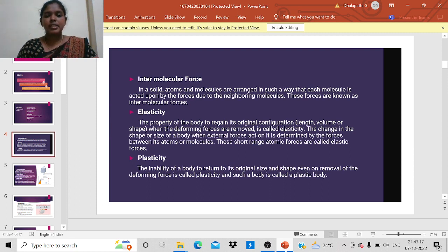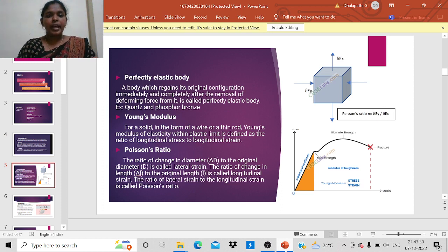Plasticity. Plasticity is the property by which a body does not regain its original size and shape after the removal of the deforming force. Such a body is called plastic. A perfectly elastic body regains its original configuration immediately and completely after the removal of the deforming force. Example, quartz.